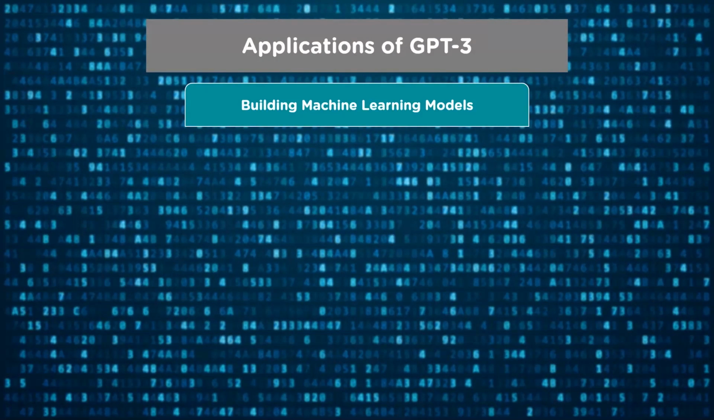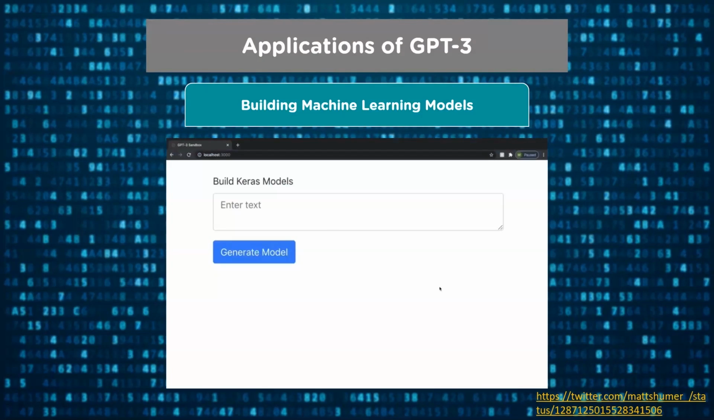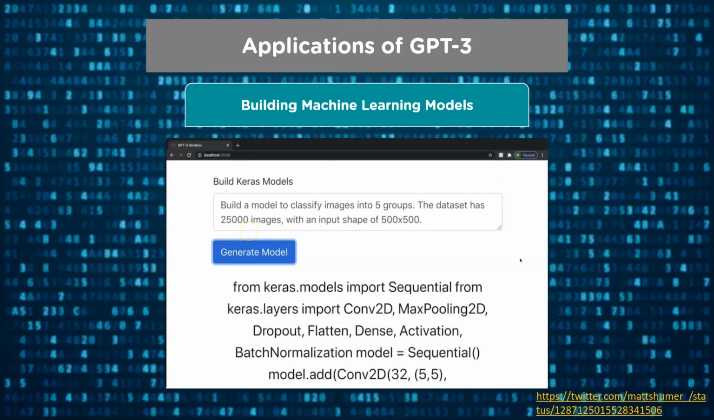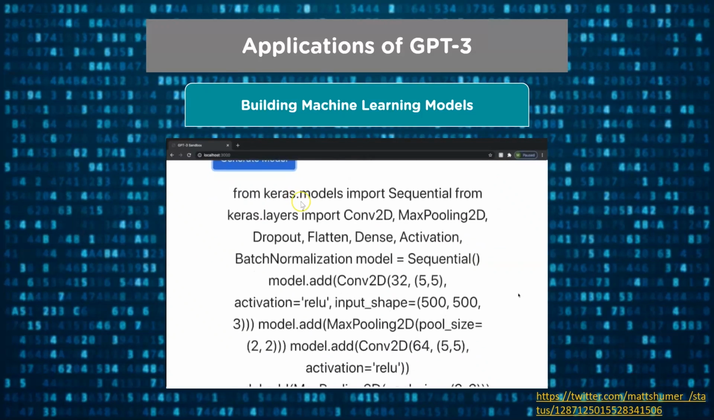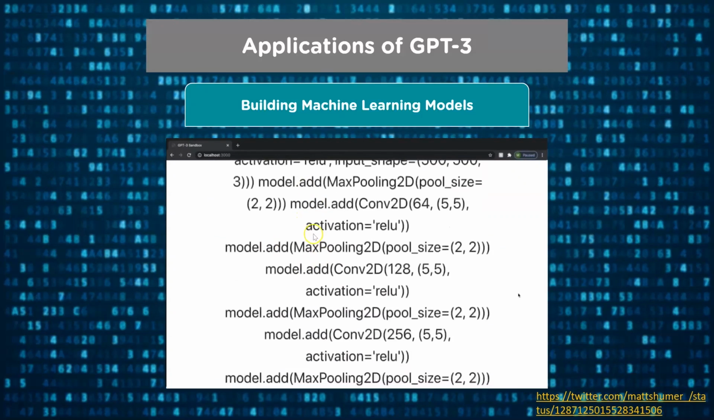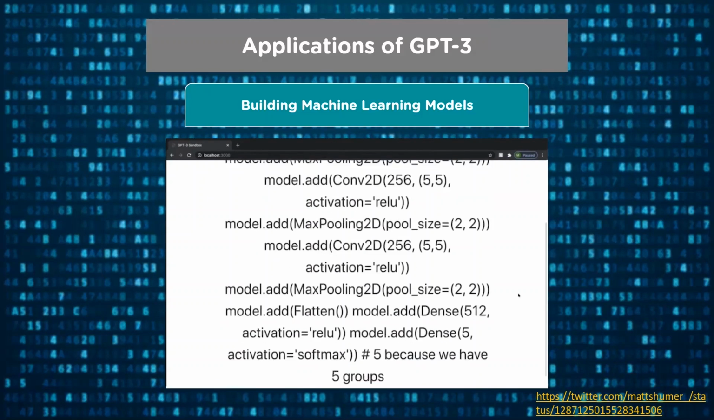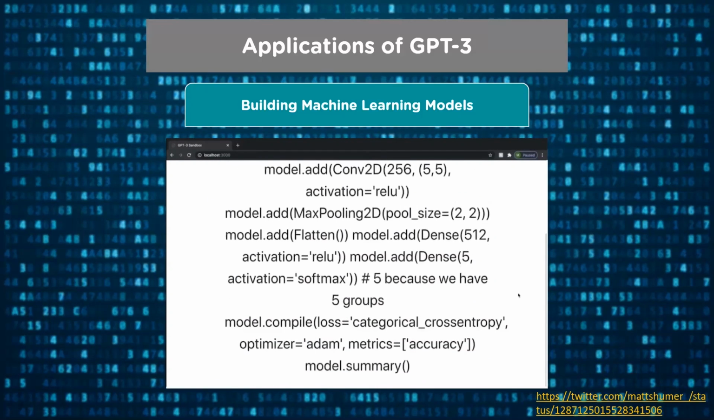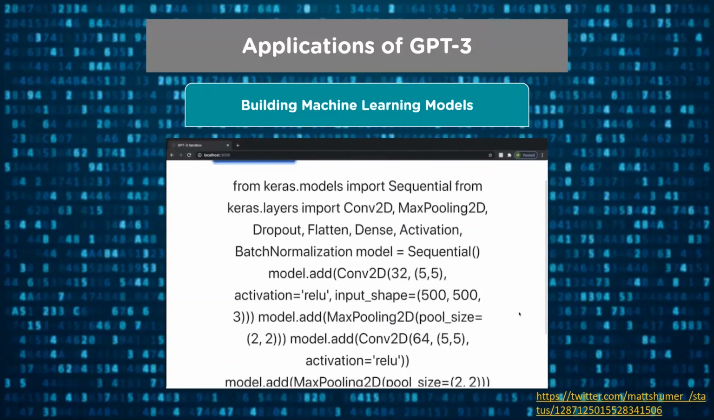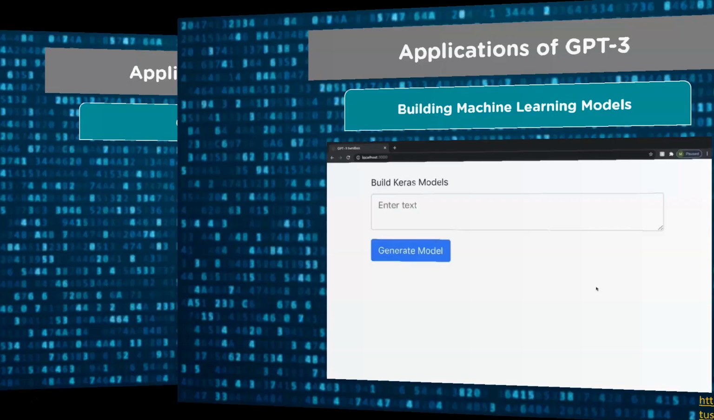Another application of GPT-3 is that it can build a machine learning model by generating the code automatically. The user has given the description of the dataset and the desired output he is looking for in plain English. He wants to build a model to classify images into 5 groups. The dataset has 25,000 images and an input shape of 500 cross 500. You can see GPT-3 understands the user input and creates a convolutional neural network model using the Keras library, and it has all the pooling layers, the ReLU layer and the activation functions as well.